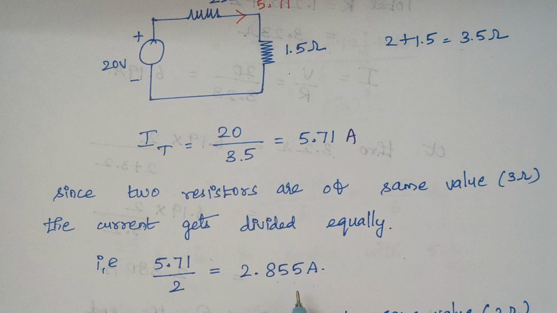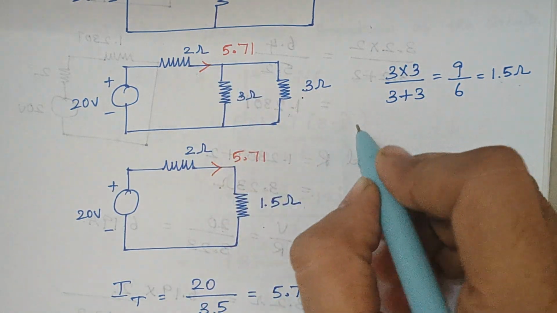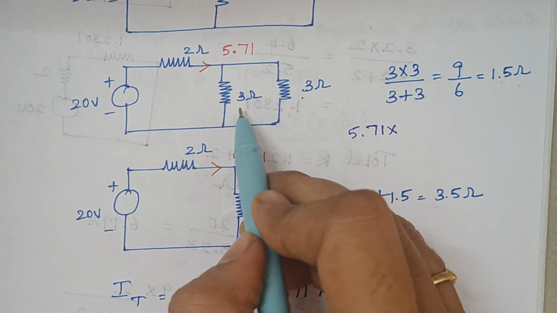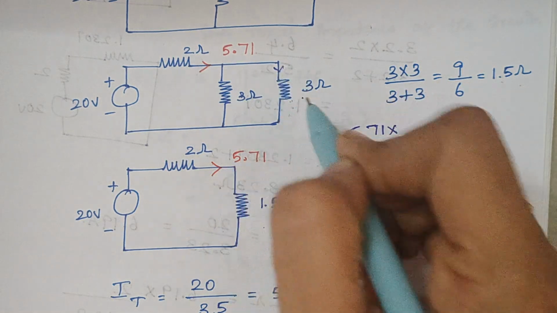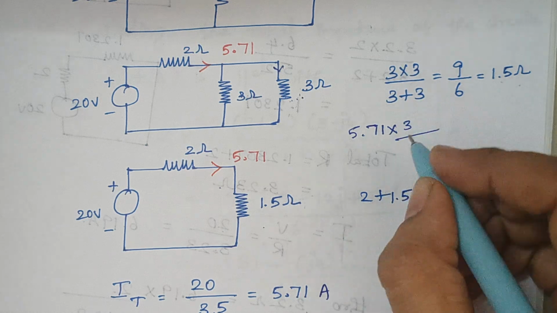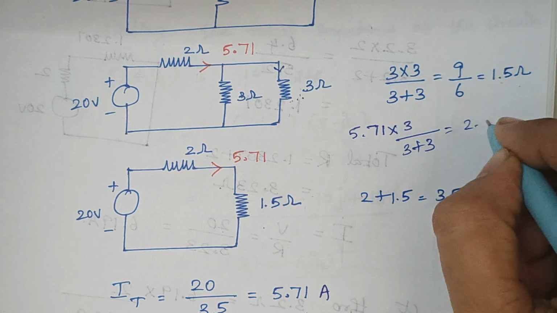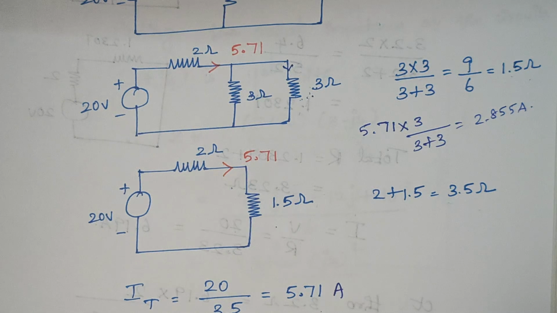So instead of going by this way, you can even use the current division rule also. So what is the current division rule here? That is total current into opposite resistance. So here both the values are same. Actually, we need the current that flows through this 3 ohm. So the opposite resistance is 3 divided by total resistance is 3 plus 3. Right. Again, when you solve, you will finally end up with this answer only. Okay. It's up to you. You can use any method.